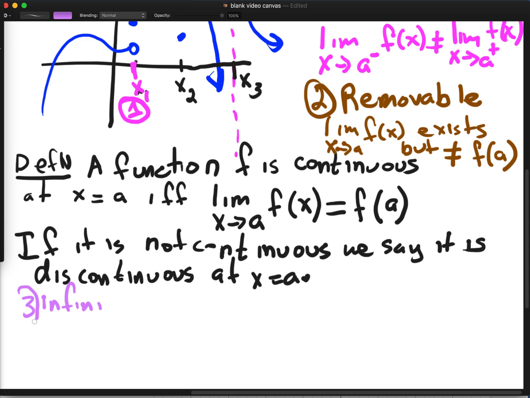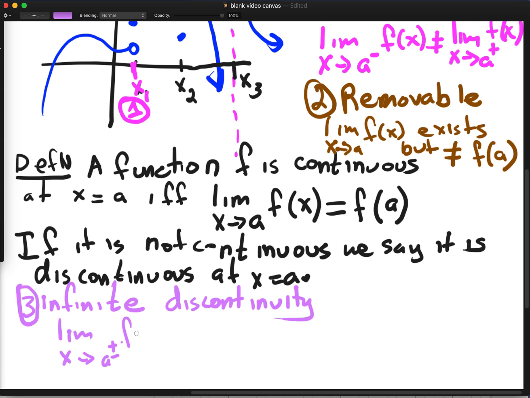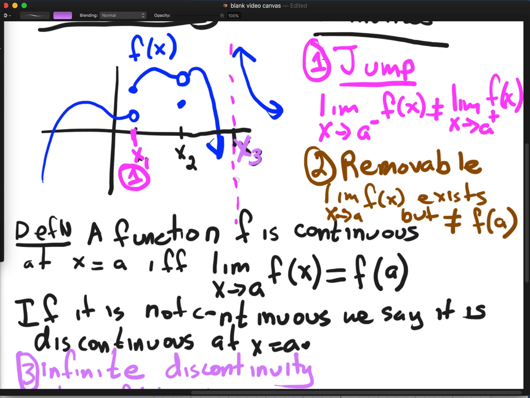So I had to write it down here because I didn't do a good job. Infinite discontinuity. So this is if the limit as x approaches a from the right or the left of f of x is equal to positive or negative infinity. So basically, if you have a vertical asymptote, then it's an infinite discontinuity. Does that make sense? Is that either side or both, the infinite? Yeah. Either side or both. All right. So that makes sense, right?